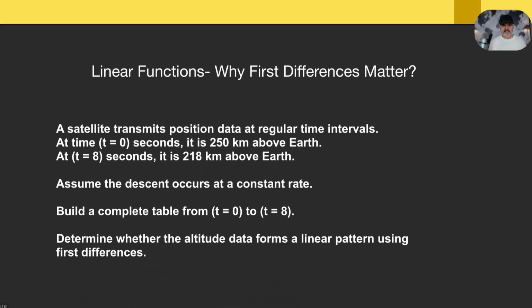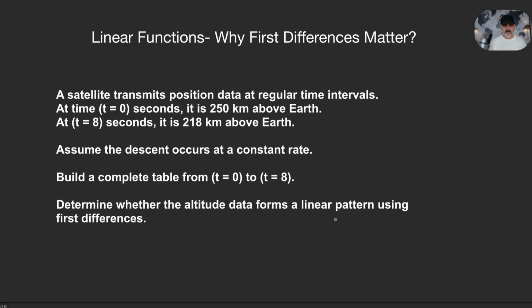So in this beautiful example that you see, word problem. So this is a satellite transmits position data at the regular time interval. So that is the keyword, regular time intervals. So the data will be collected at one time, another time, but the differences between the time must be regular, which is constant. So that's the keyword. And they give you some numbers.